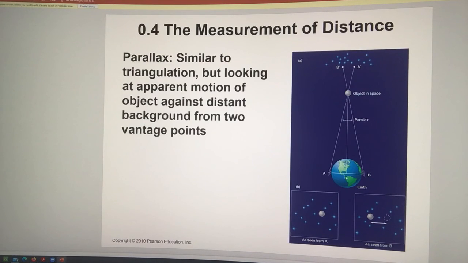If you look at this picture here, we are looking at an object in space from location A, and also looking at the same object from location B, and then you will see that we have a parallax here. If we can measure this parallax, we are able to calculate how far this object is away from us. In this chapter, we are only introducing the conceptual parallax method. Sometime later, I'm going to show you how exactly we can calculate the distance of an object based on parallax.